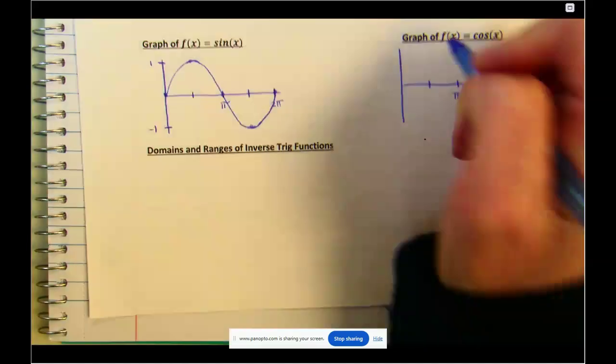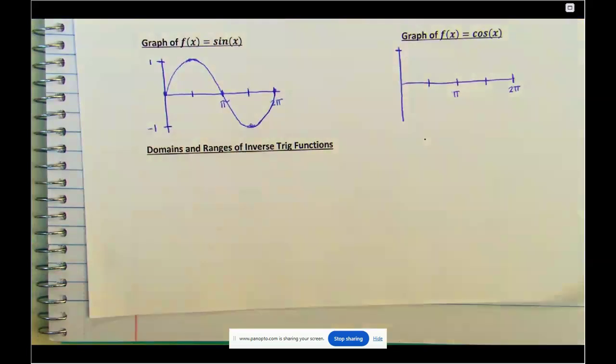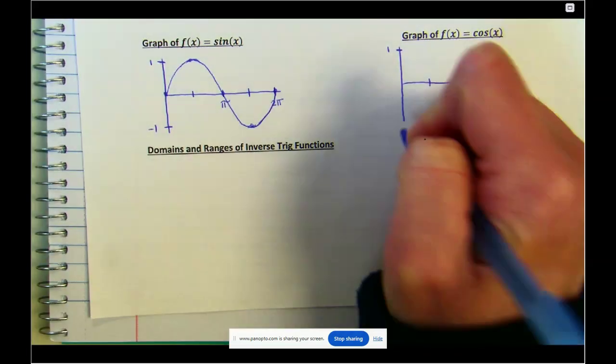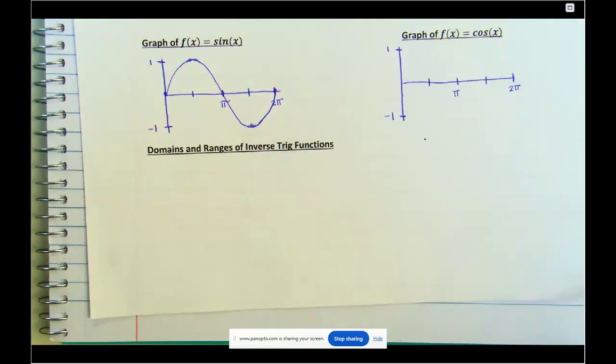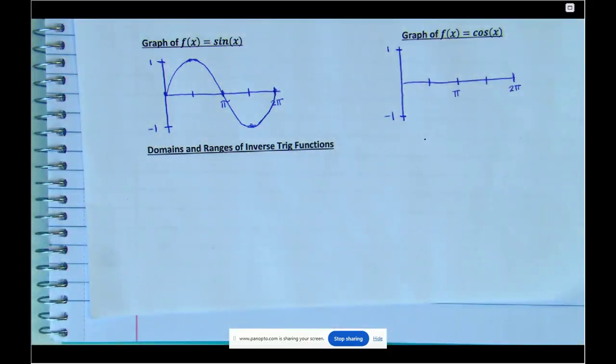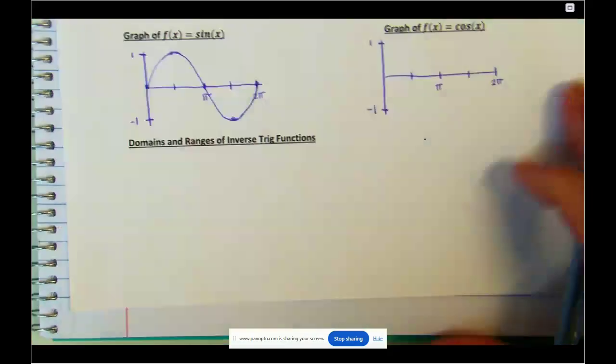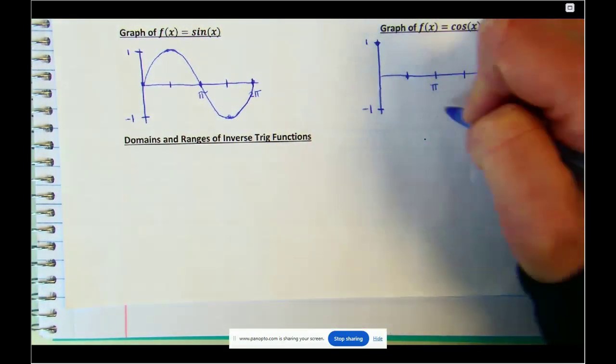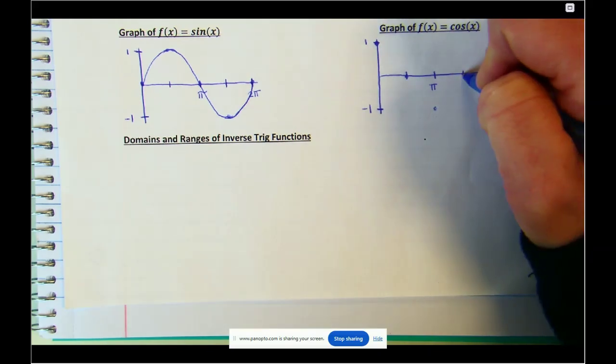What's the maximum cosine gets to? 1. What's the minimum cosine gets to? -1. Okay, again, 4 numbers, super easy. The difference between sine and cosine is that cosine starts at its maximum. So it goes top, middle, bottom, middle, back to the top.